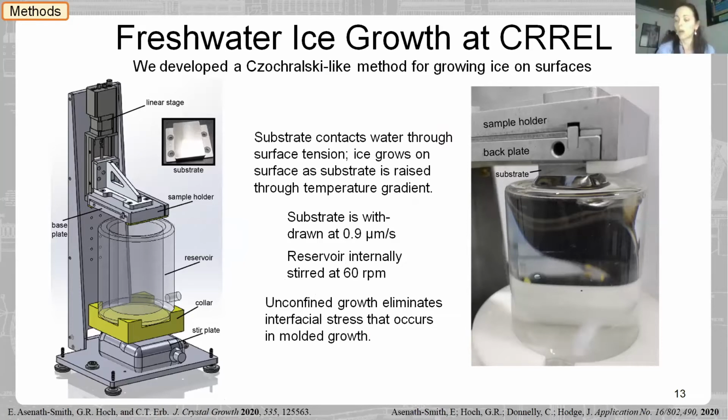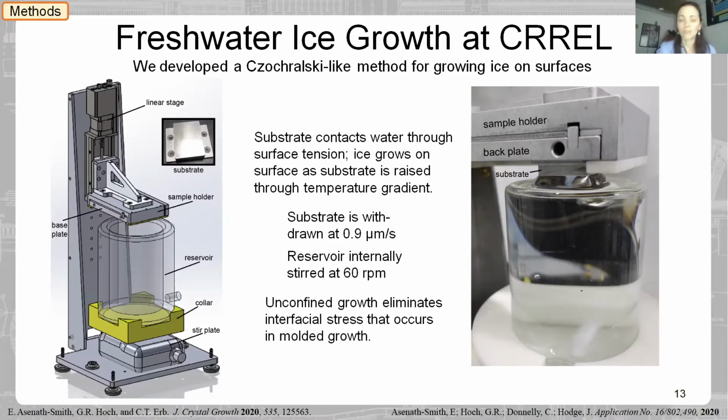Inspired by some of the crystallization I've done in my past, we developed a Czochralski-like method for growing ice on surfaces. Essentially, you have a liquid reservoir, and you're pulling a substrate out of that liquid reservoir through a temperature gradient, and it's causing the phase transition to solid to form. So you essentially are drawing a solid out of a liquid. I'm really sorry that you couldn't come to CRREL for a tour, because we have this set up in one of the new cold boxes, and it's really cool to see this in action.